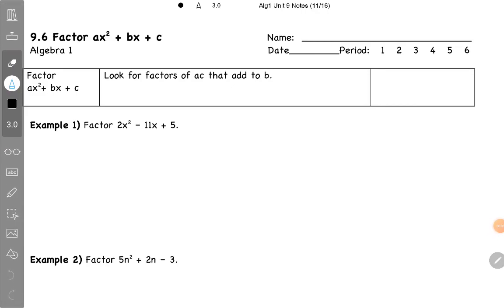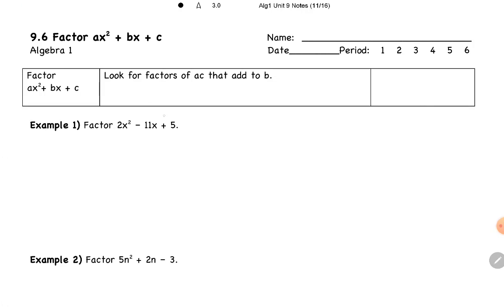In Algebra 1, we'll be looking at more factoring. The only difference from last time is we're adding a value right in front of the x squared term. For example, in number 1, a equals 2, b equals negative 11, c equals 5. And we're going to do things a little bit differently.